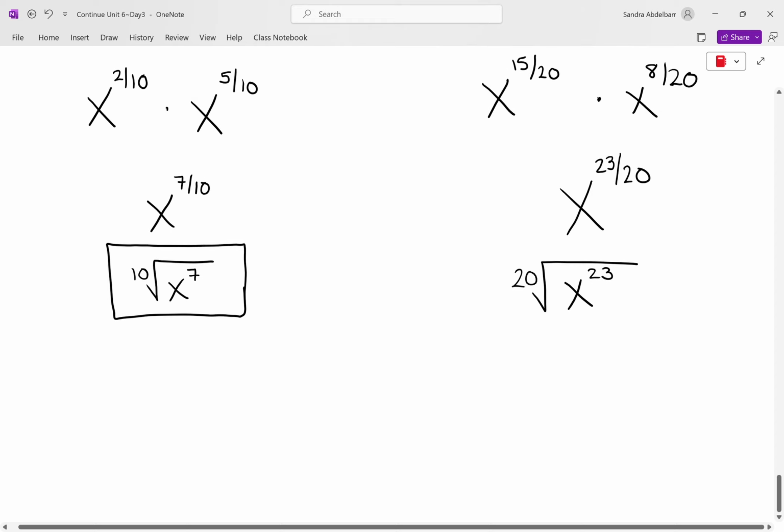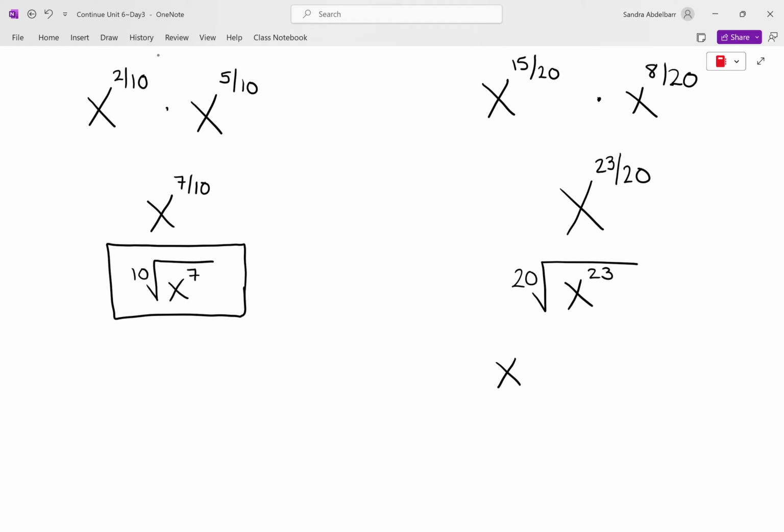But you couldn't leave it like this. You would have to then recognize, okay, well, if I have x to the 23rd, I could create one group of 20 x's, which means I'm going to pull one x out, and I will have 3 x's left inside.